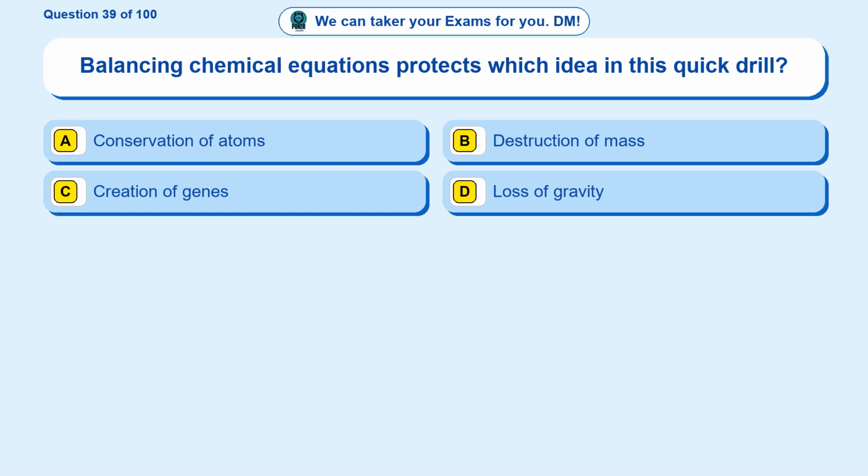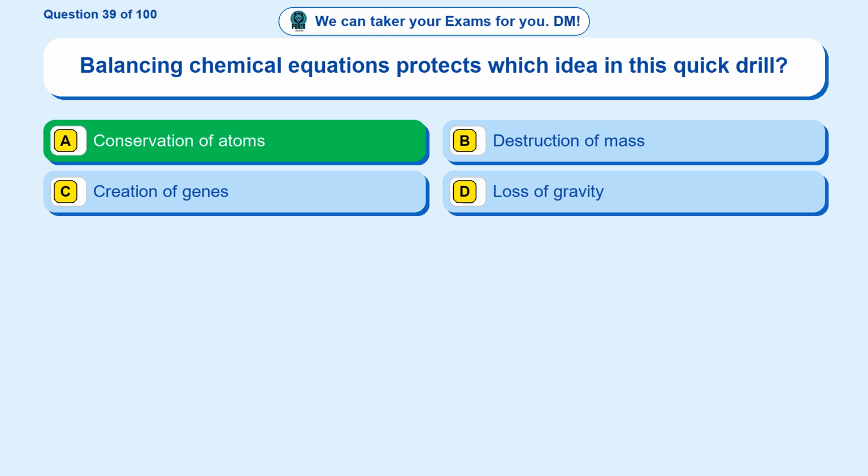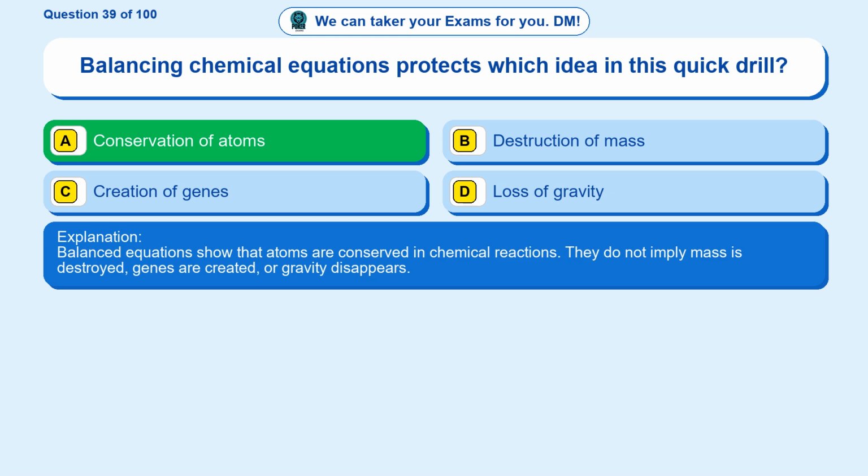Question 39. Balancing chemical equations protects which idea in this quick drill? Option A, conservation of atoms. Option B, destruction of mass. Option C, creation of genes. Option D, loss of gravity. The correct answer is option A. Conservation of atoms. Balanced equations show that atoms are conserved in chemical reactions. They do not imply mass is destroyed, genes are created, or gravity disappears.